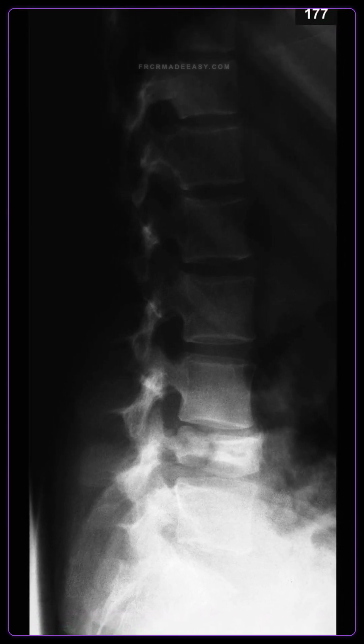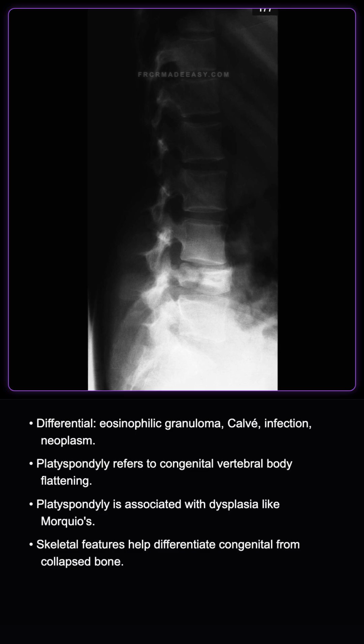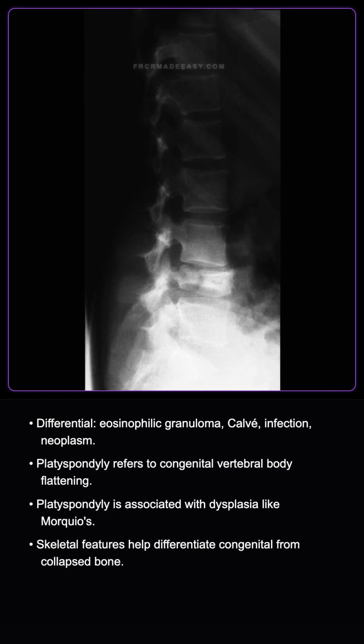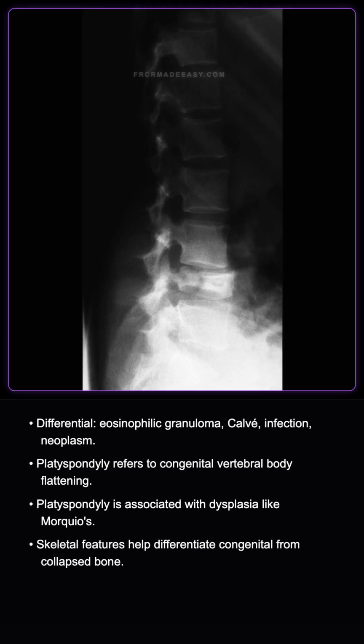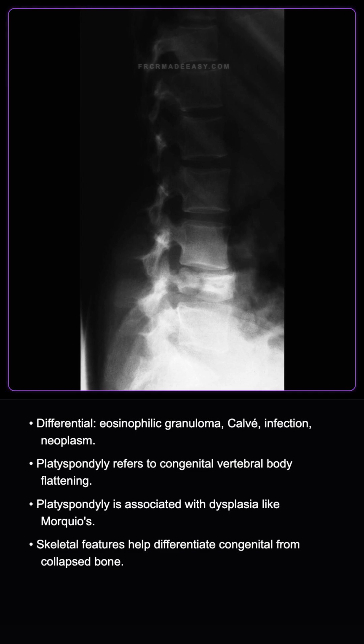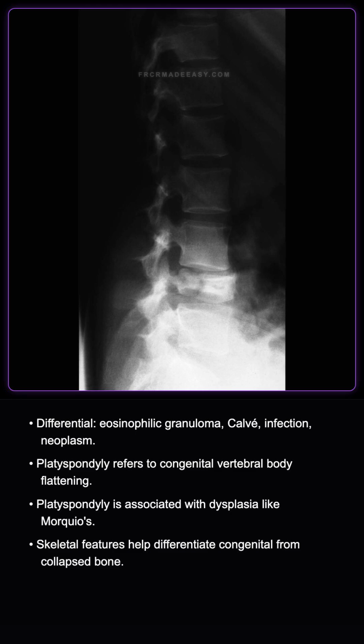What is the differential diagnosis for a vertebra plana, and how does it differ from platyspondyle? Well, the differential diagnosis for a vertebra plana includes eosinophilic granuloma, idiopathic avascular necrosis or Calvé disease, infection, trauma, steroid-induced osteopenia, hemangioma, and neoplastic infiltration such as leukemia, lymphoma, or metastases.